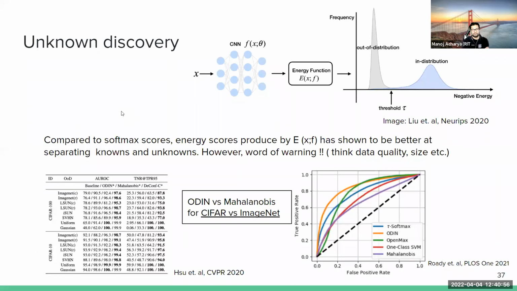Recently, there has been some nice progress in the field of unknown discovery. One particularly exciting line of work is energy-based models, where if you feed an example X to your CNN model and given an energy function, it will produce a distribution of a score, which is really bimodal, meaning you can easily separate between out of distribution versus in distribution examples. Based on some threshold, you can easily separate between knowns and your unknowns. So unknowns would be your out of distribution examples here.